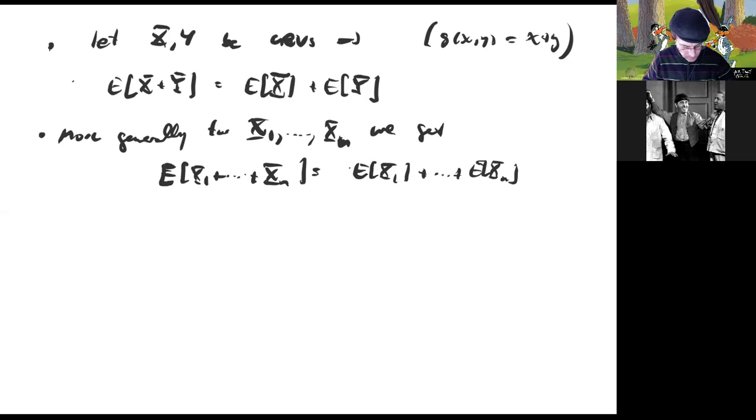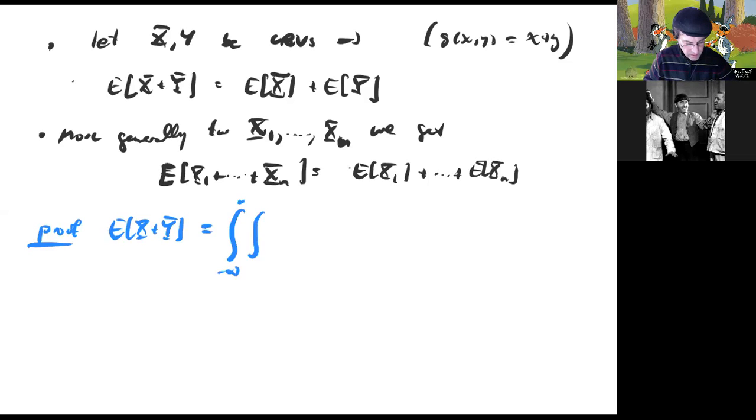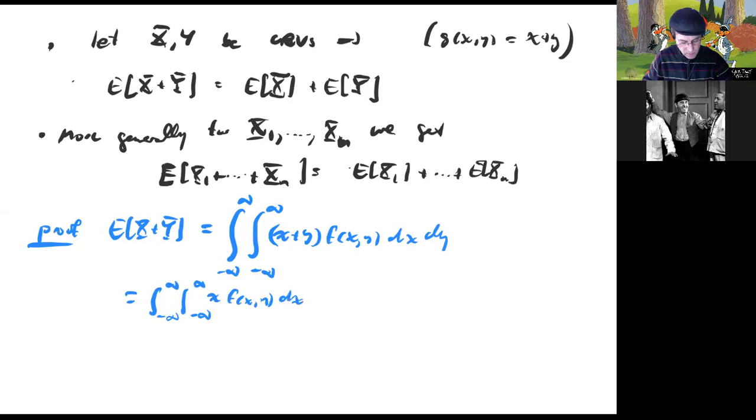What is the expected value of x plus y? Well, that's by the proposition, the integral from minus infinity to infinity, minus infinity to infinity, of x plus y times the joint density function. On the other hand, we can break up the integrand into x times f of xy plus y times f of xy. And so this becomes the double integral of x f of xy dx dy plus the double integral of y f of xy dx dy.